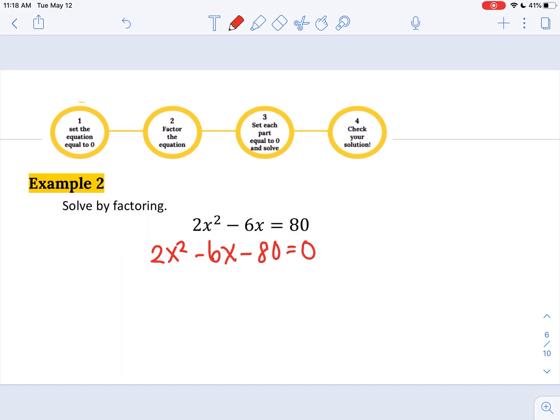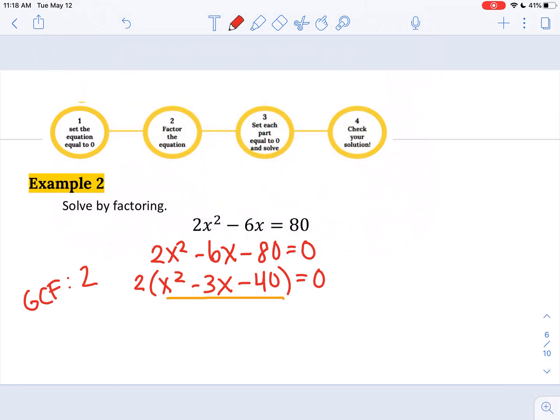Step 2 is to factor this equation. Before I do, I'm always going to double check to see if I can pull out a GCF. Hopefully you didn't forget that, right? So I look at all 3 of my terms and I realize that my GCF here is 2. So I'm going to factor out that GCF. So 2 times the quantity x squared minus 3x minus 40 equals 0. From here, now I'm going to factor this expression, x squared minus 3x minus 40.